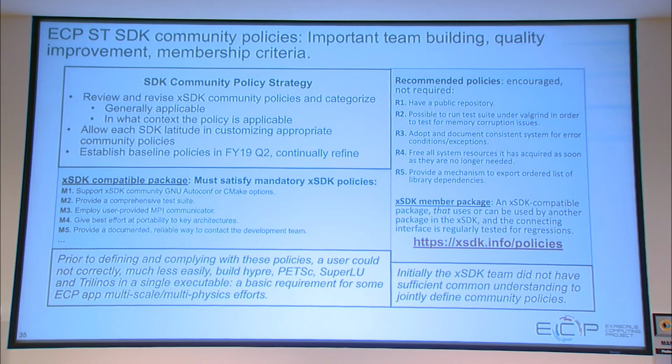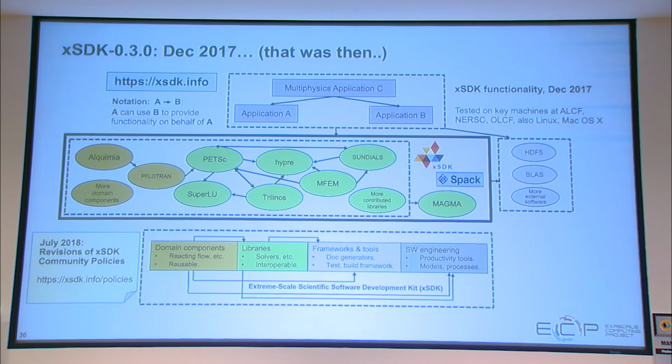So have a public repository, not required, but recommended. Run a test suite using Valgrind. These are the kinds of things that help improve the quality of the software as well as the accessibility. So for the math libraries, the only point for this was in 2017, you had a number of the green bubbles that were part of the xSDK functionality, PETSc, SuperLU, Trilinos, et cetera.